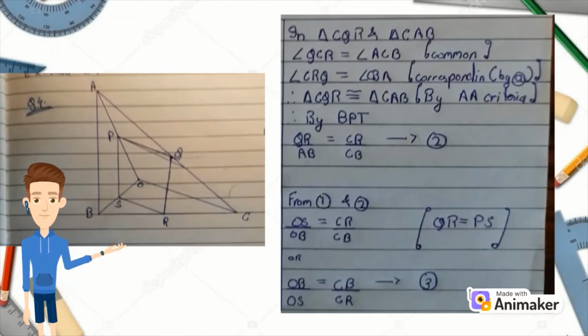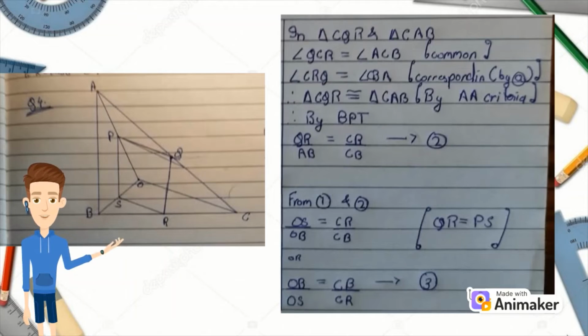Now in the other two triangles, let's take triangle CQR and triangle CAB. In these two triangles, angle QCR is equal to angle ACB as they are common, and angle CRQ is equal to angle CBA as they are the corresponding angles. Therefore, triangle CQR is similar to triangle CAB by AAA criteria. And therefore, again by the basic proportionality theorem, we can say that QR upon AB is equal to CR upon CB. Let this be equation 2.